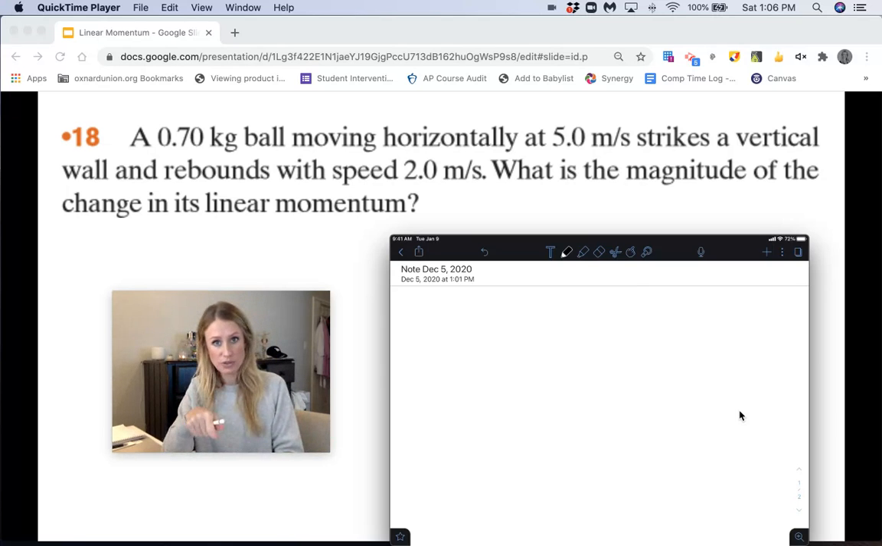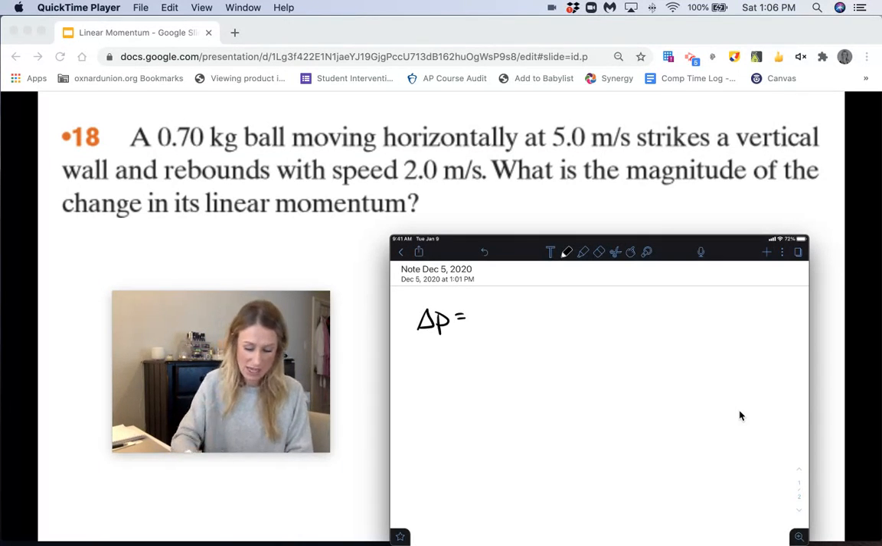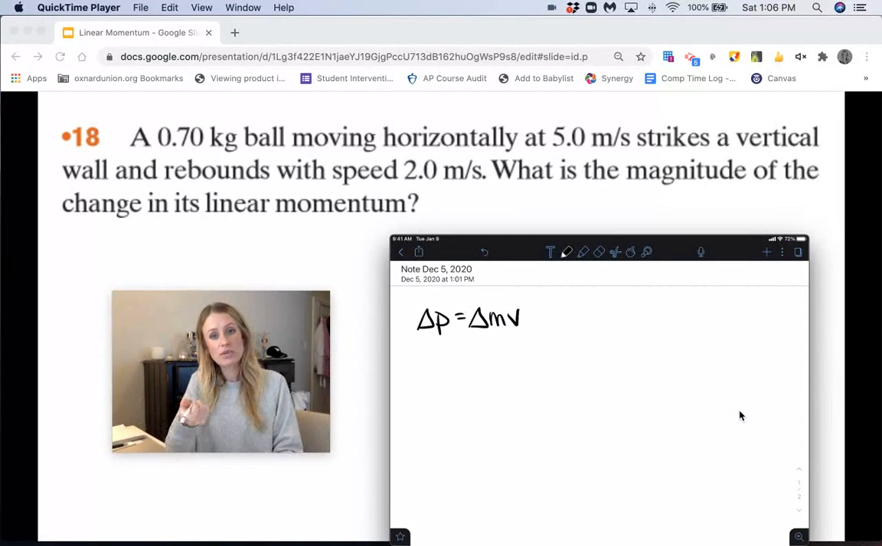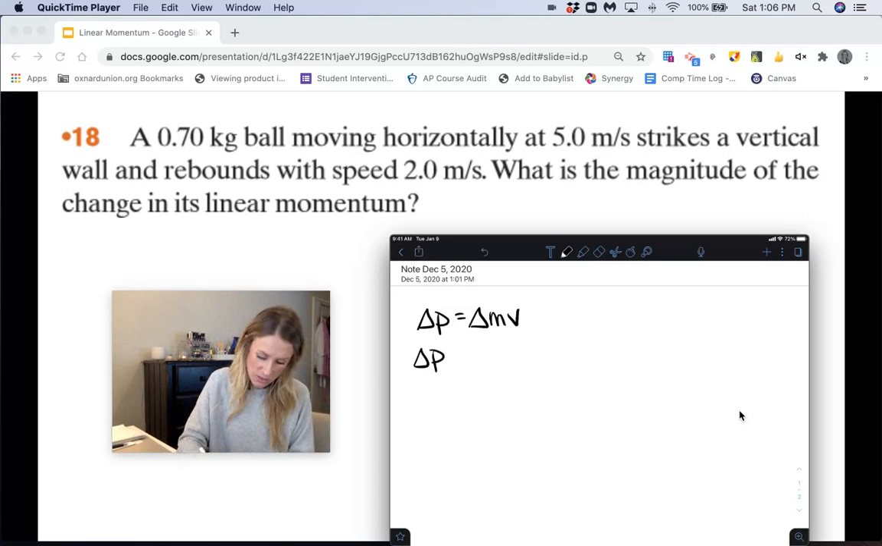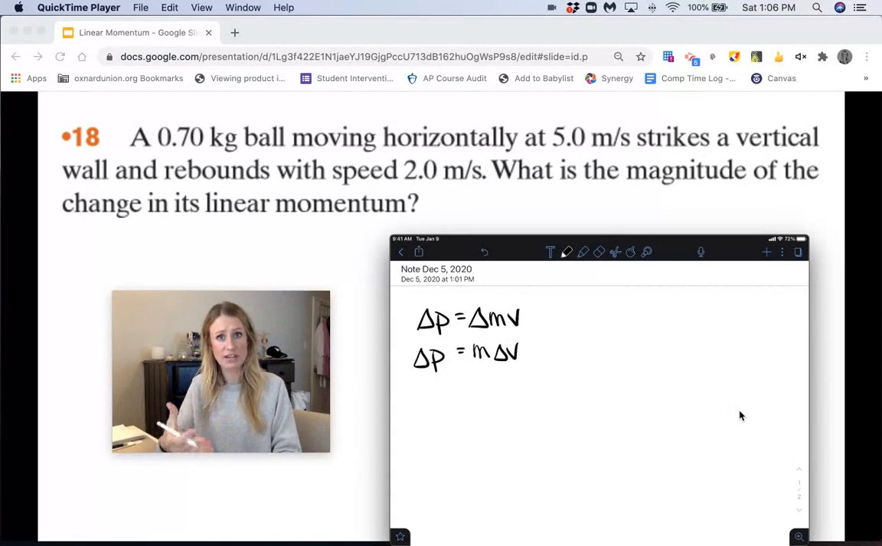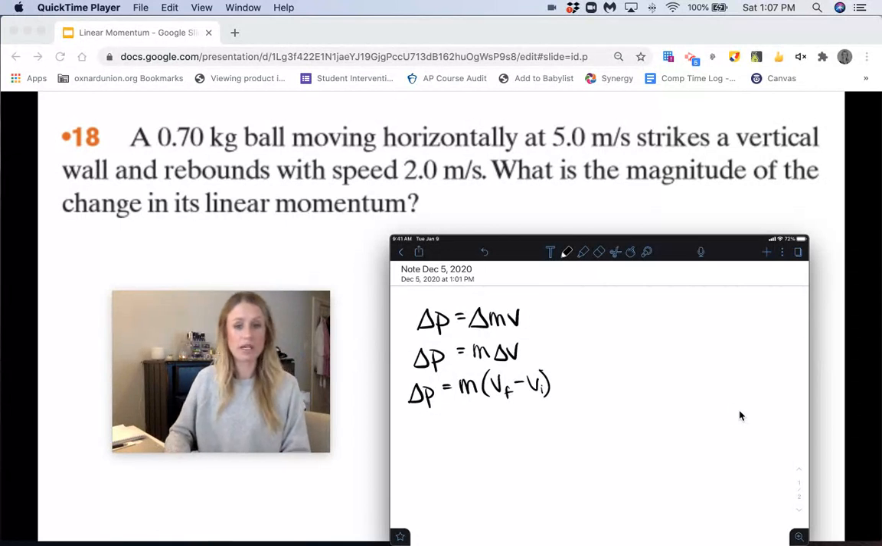So there's a couple tricks here. Number one, if we're looking for change in linear momentum, so delta P, that is going to be change in mass times velocity. Usually when we have a change in momentum, it's because velocity is changing. So we can rewrite this as change in momentum is equal to mass times delta V. And then, of course, we know that change in velocity, or delta V, is final minus initial. So we end up getting delta P is equal to mass times the quantity final velocity minus initial velocity.